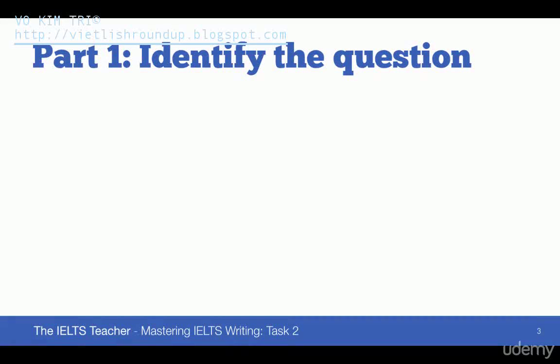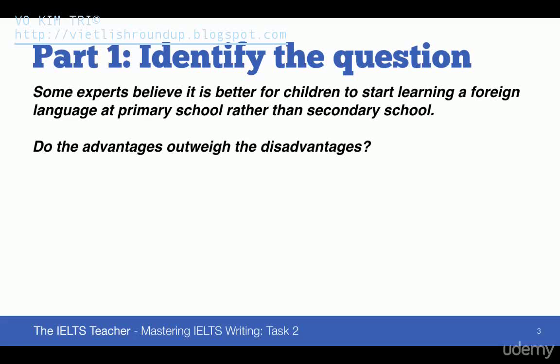So how do we go about planning? There should be a three-part process to planning. Part one is to identify the question type. We looked at this 2 lectures back, the 4 different question types. So let's see if we can do that here, identify the question types.